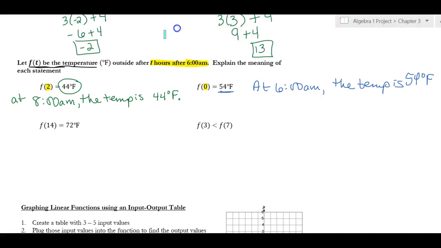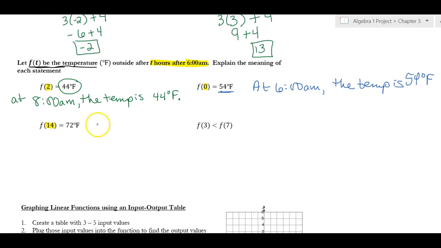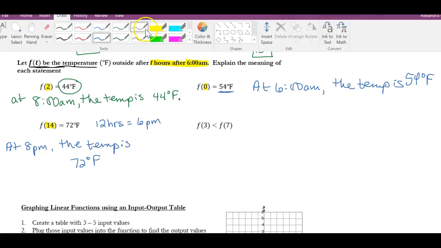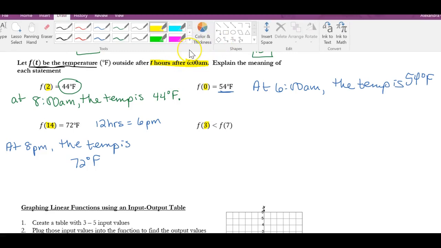Okay, on this next one, I'll choose a different color. 14 hours after 6 a.m. Well, 12 hours after 6 a.m. is 6 p.m. So 12 hours equals 6 p.m. So now I need to go 2 more after that. So that's going to be at 8 p.m. So at 8 p.m., the temperature is 72 degrees Fahrenheit. All right, this one's a little different because I'm comparing 3 hours after and 7 hours after.